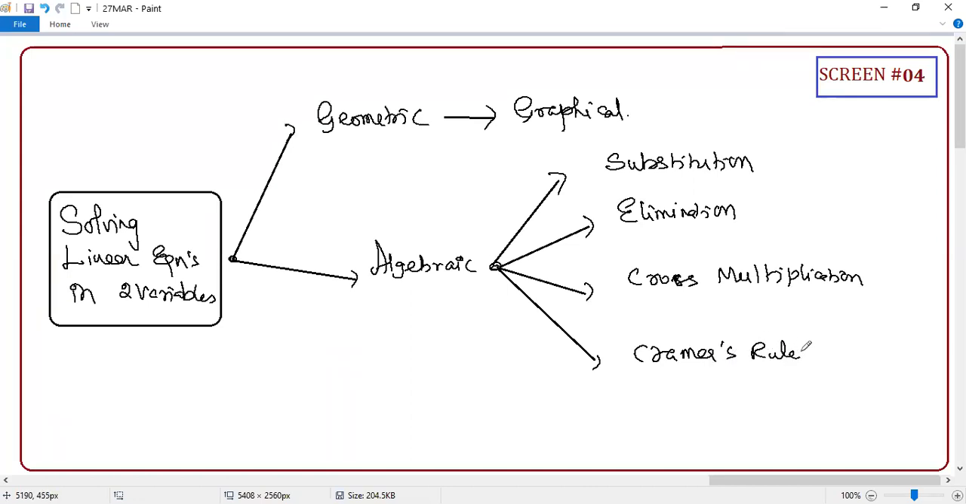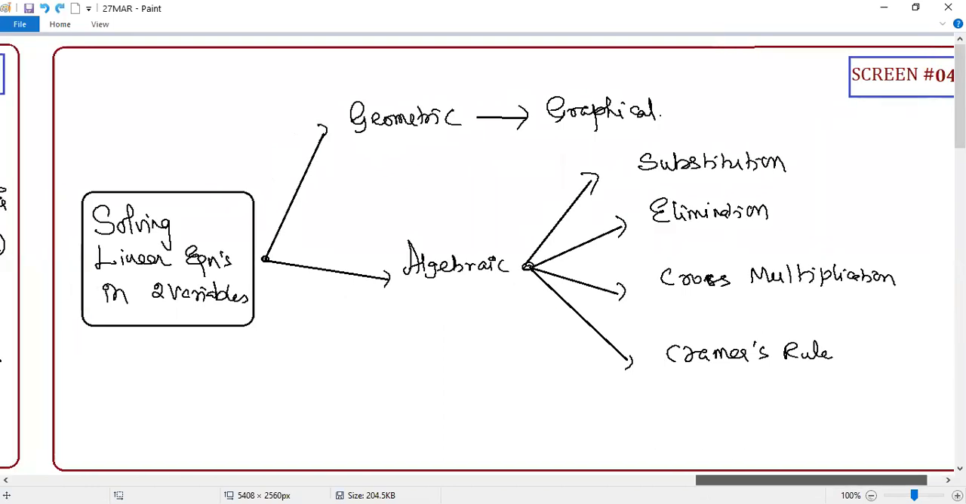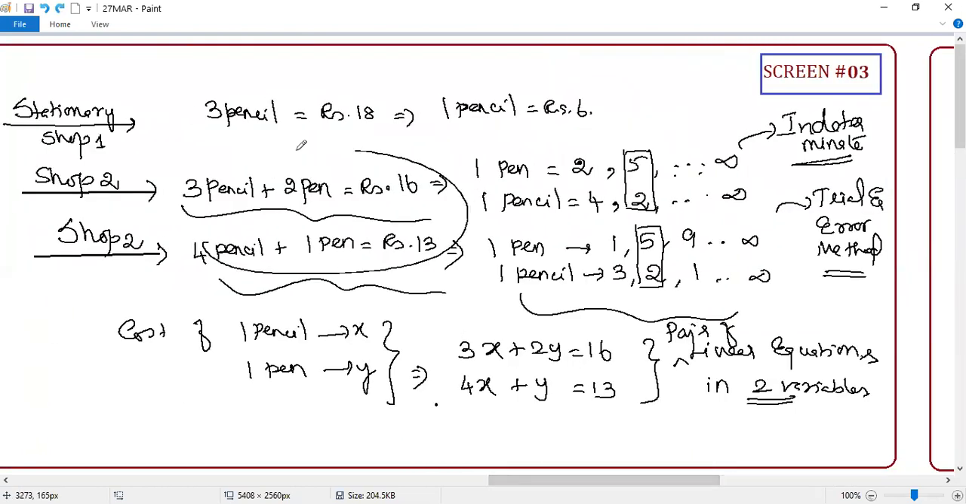And you can say one more is what? Trial and error, which is neither geometric nor algebraic. It is a practical approach. Correct or not? Guys, if this situation is given to you, some people, they don't know anything.